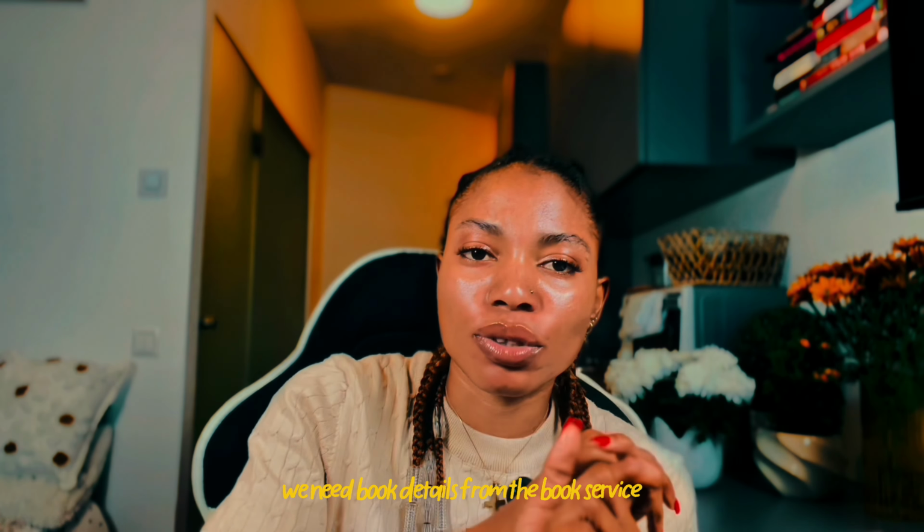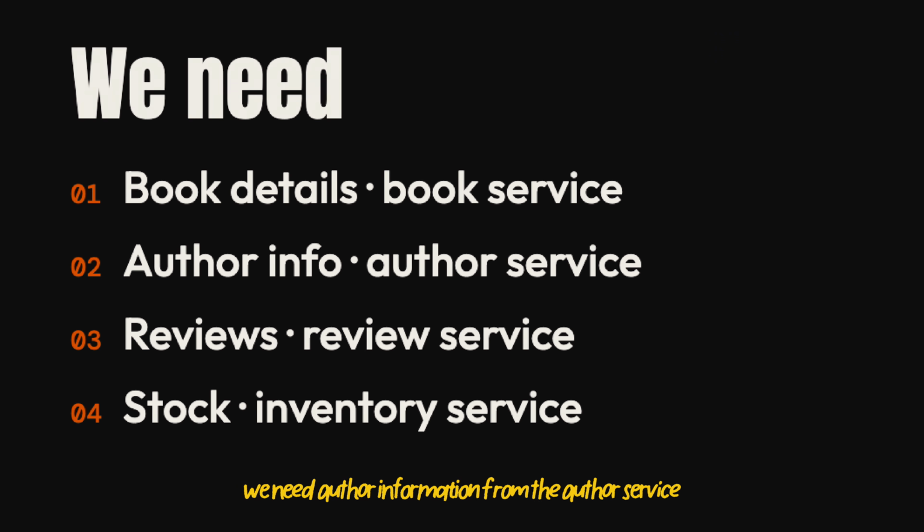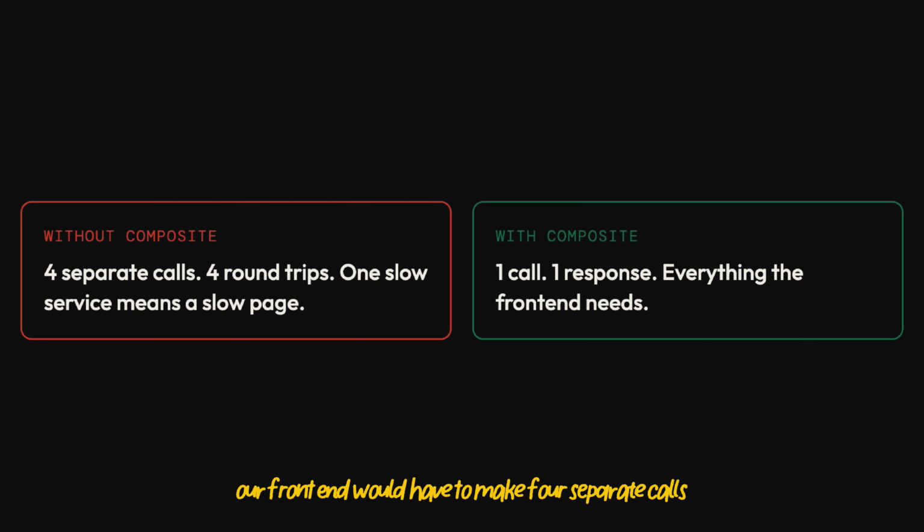So in our bookstore, say a customer opens the app and we need to show a product page. We need book details from the book service. We need author information from the author service. We need reviews from the review service. We need stock availability from the inventory service. Without a Composite API, our front end would have to make 4 separate calls, 4 round trips, 4 network calls. And if any of those 4 happen to be slow, the whole page is slow. But with a Composite API, we can get it all with one call, one response, everything.